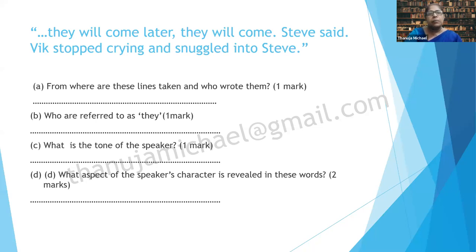So such a person will be very optimistic. Optimistic is looking at the positive side of a situation. "They will come later. They will come." So giving assurance, giving some kind of hope, trying to help the child come out of the situation he is in, the negativity. So he could be optimistic, he could be helpful. Those are the things that you have to write. Can I discuss the next question now, if the others are ready?